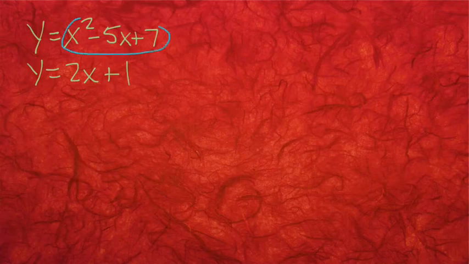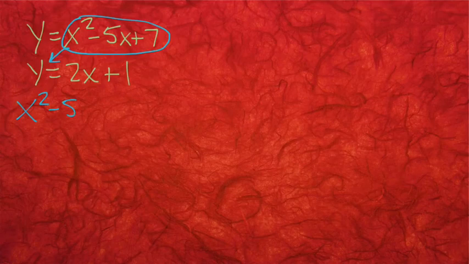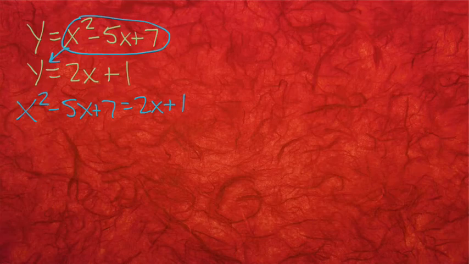Meaning I could plug in all this, x squared minus 5x plus 7, down into the bottom equation, right? Because if y equals all that, I can plug that in for y in the bottom equation, which would give me x squared minus 5x plus 7 equals 2x plus 1. Okay, and I notice it's quadratic.